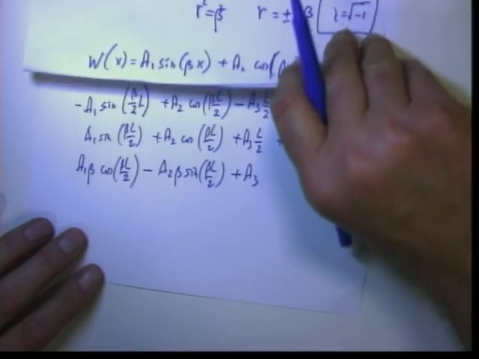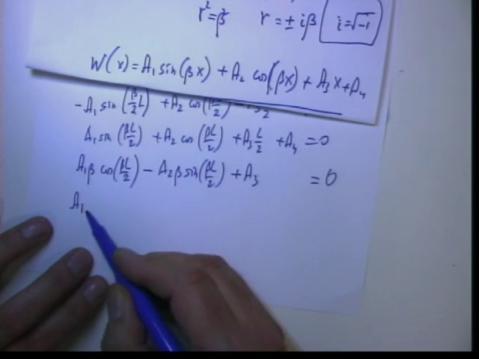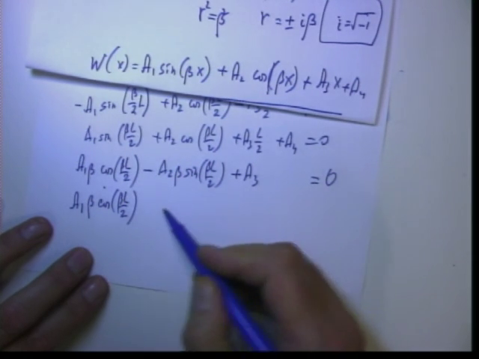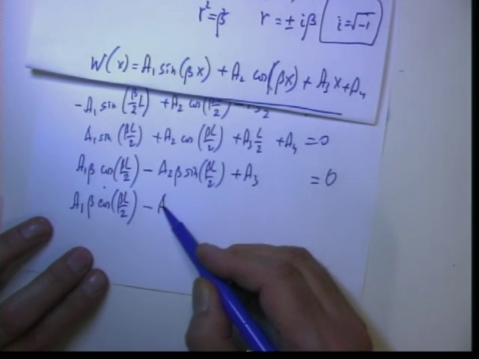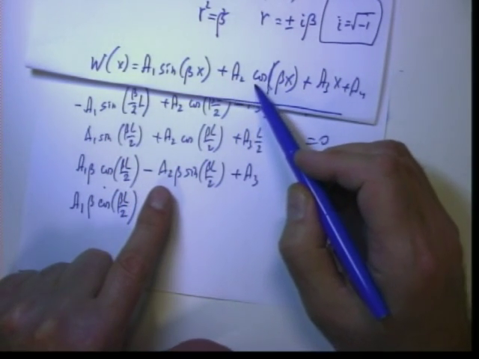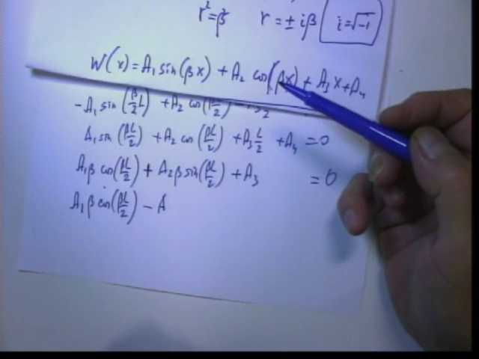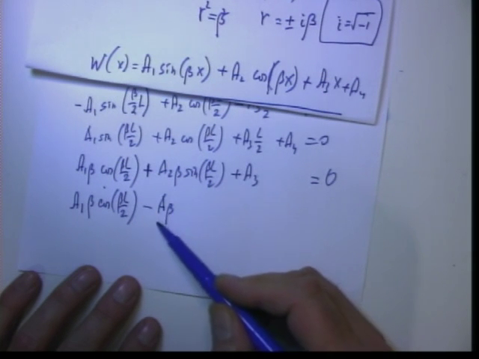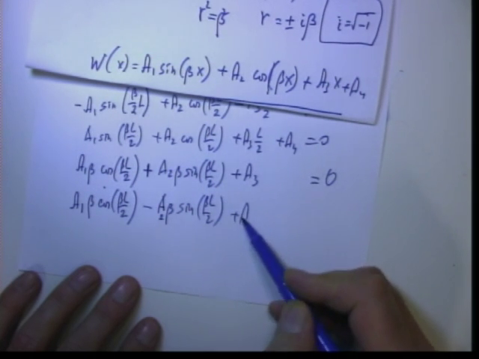Now I put L over 2. Will be A1, when I differentiate, beta cosine beta L over 2. Then when I differentiate this, will be minus A2. Sorry, here I made a mistake. When I differentiated, I got minus sine. But then when I substituted minus L over 2, I should get plus. Okay? Now when I differentiate, I get minus A2 beta, and then will be sine beta L over 2 plus A3 equals 0.